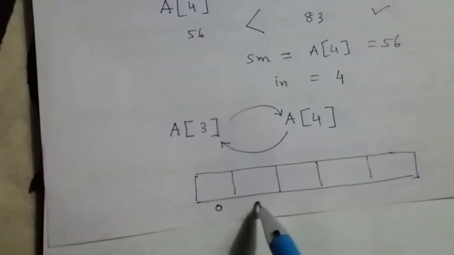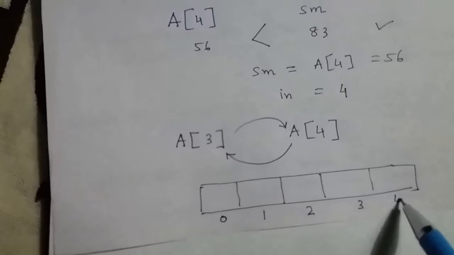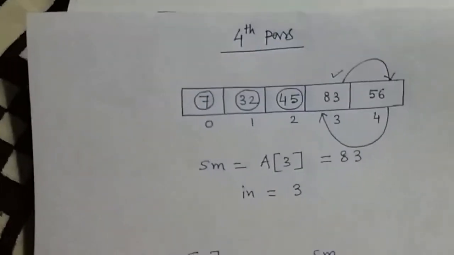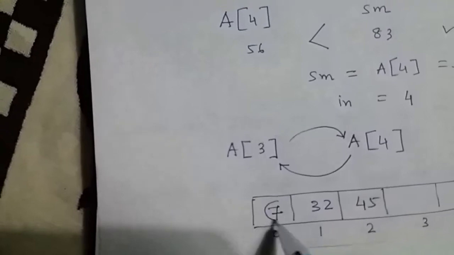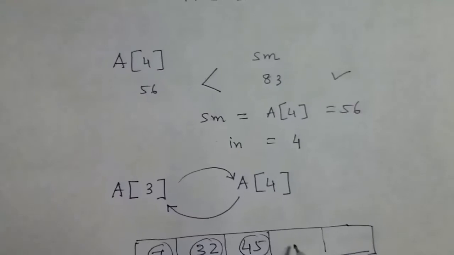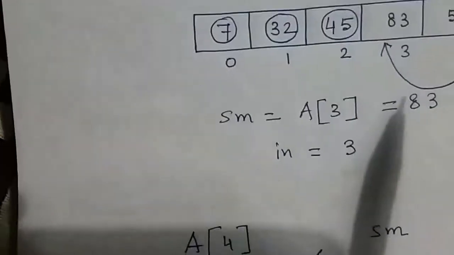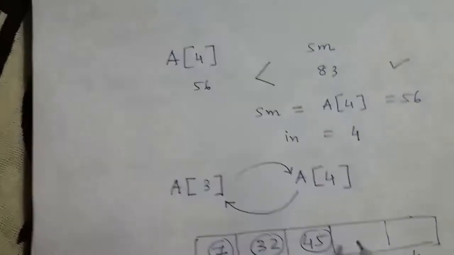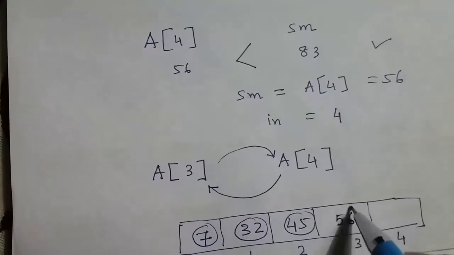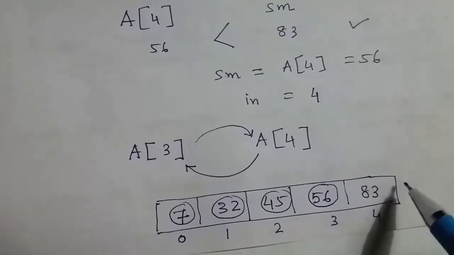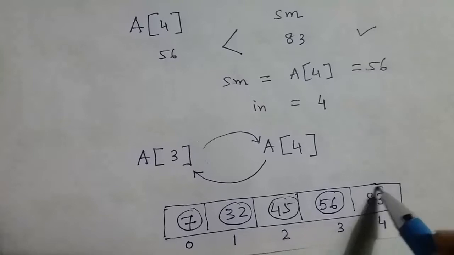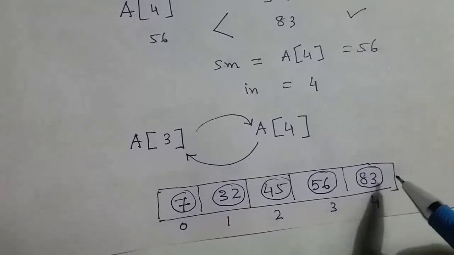there are 5 blocks 0, 1, 2, 3, 4. So you can see 7, 32, 45, they are already fixed. And now we got the next smallest element as 56. So I will write here 56 and it is now fixed. And the next one is 83, as no other element is left, that's why 83 is also fixed.